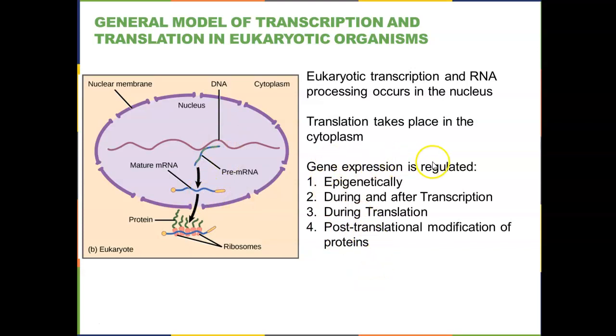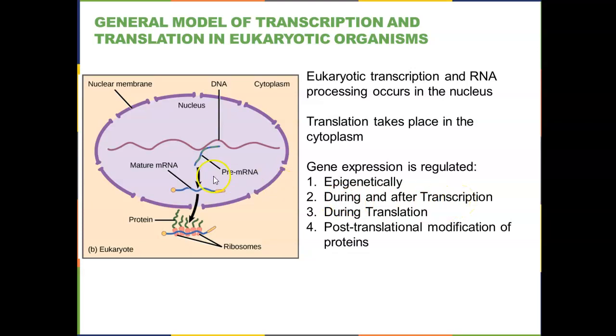Gene expression in eukaryotic cells is regulated importantly in several different ways. Epigenetically, gene regulation occurs by controlling which pieces of DNA are actually accessible for transcription. All right? So that can be controlled. We don't change the DNA code, but we change whether it can be read. If it can be read, we can transcribe it. If it cannot be read, we can't transcribe it. Then we can regulate the process of transcription.